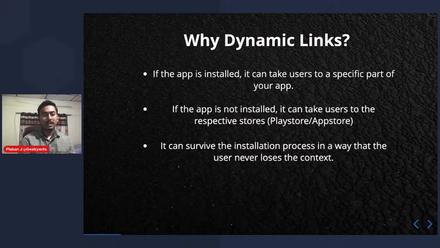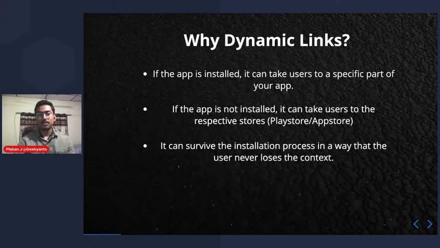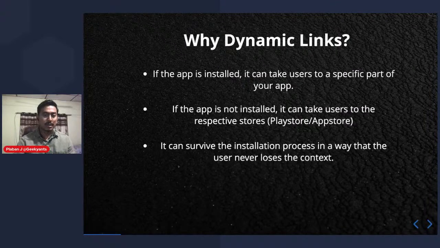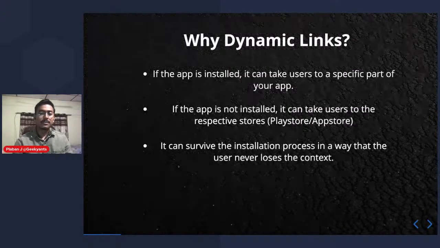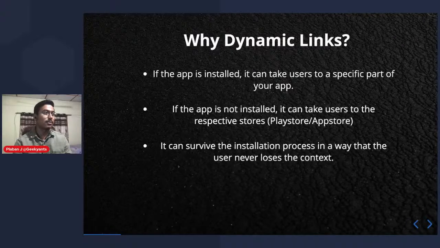So how does it help you? If you want the user to get directed to your app, Firebase dynamic links help you. If the app is installed on the user's mobile, you can take the users to a very specific part of the app, or if it's not installed on their mobile, you can take them to the respective stores, for example the Play Store or the App Store. Most importantly, it survives the installation process. It never loses the context.